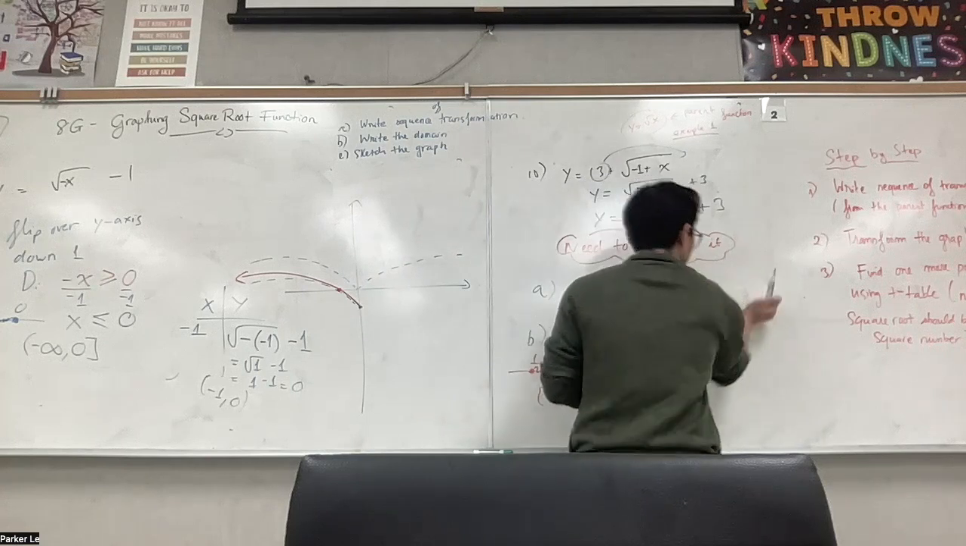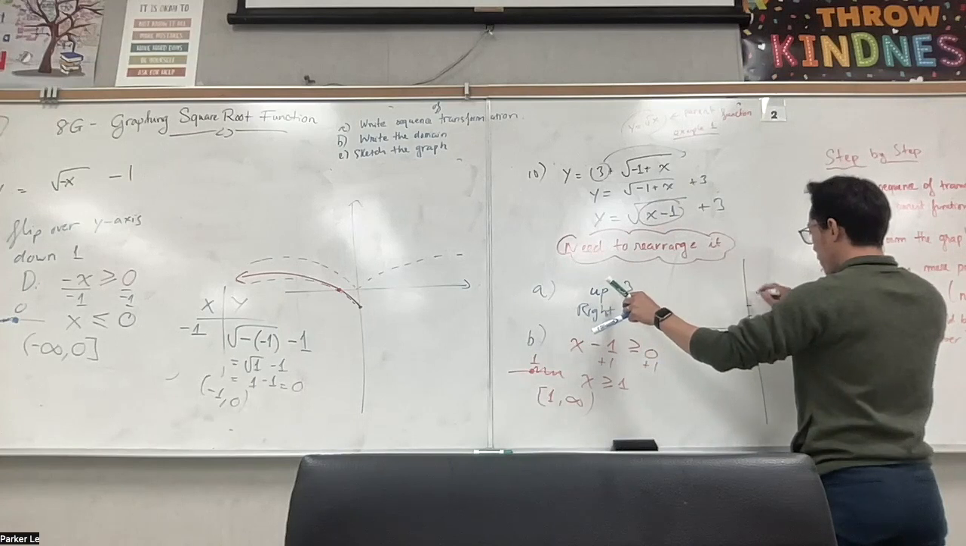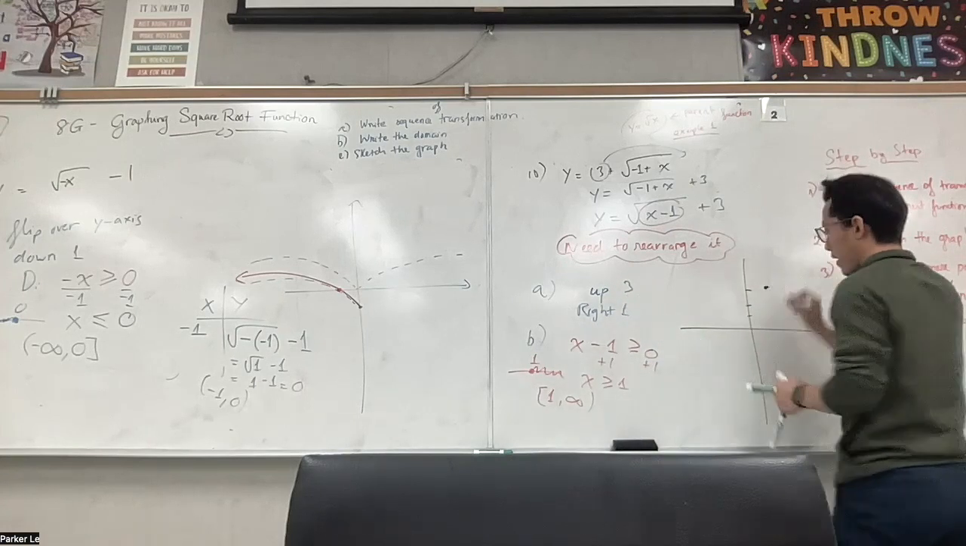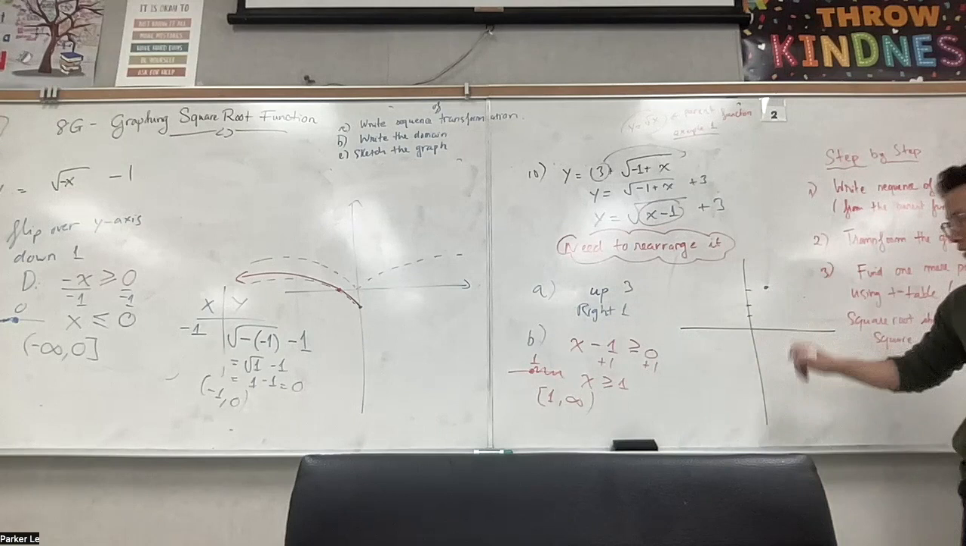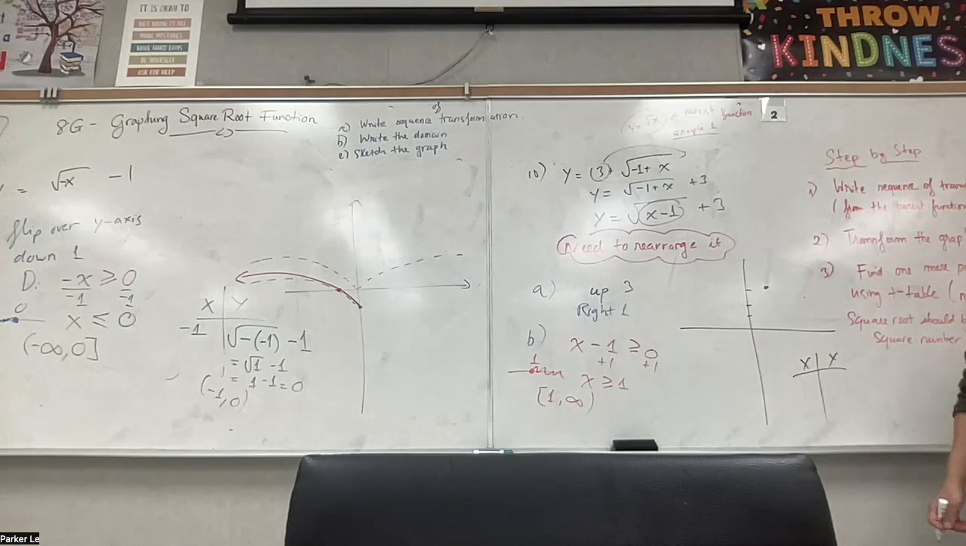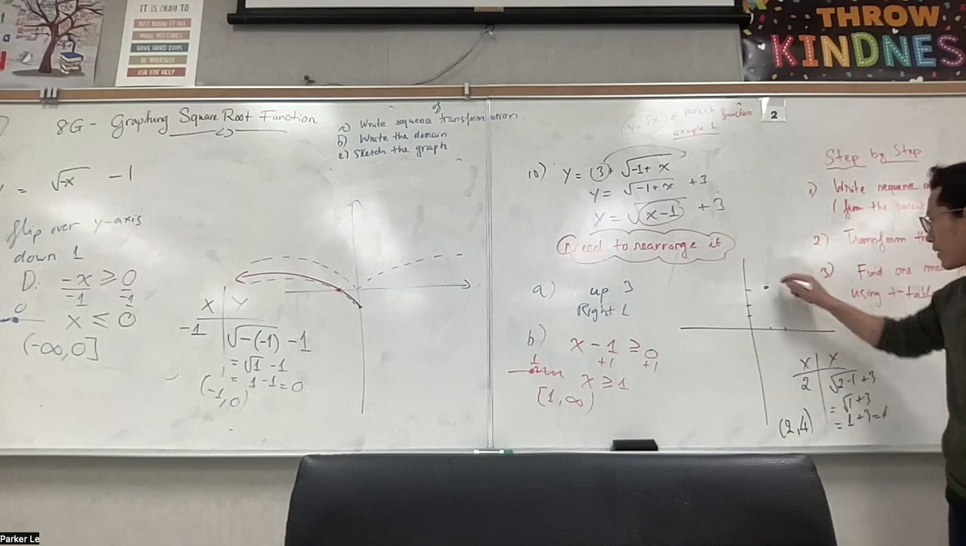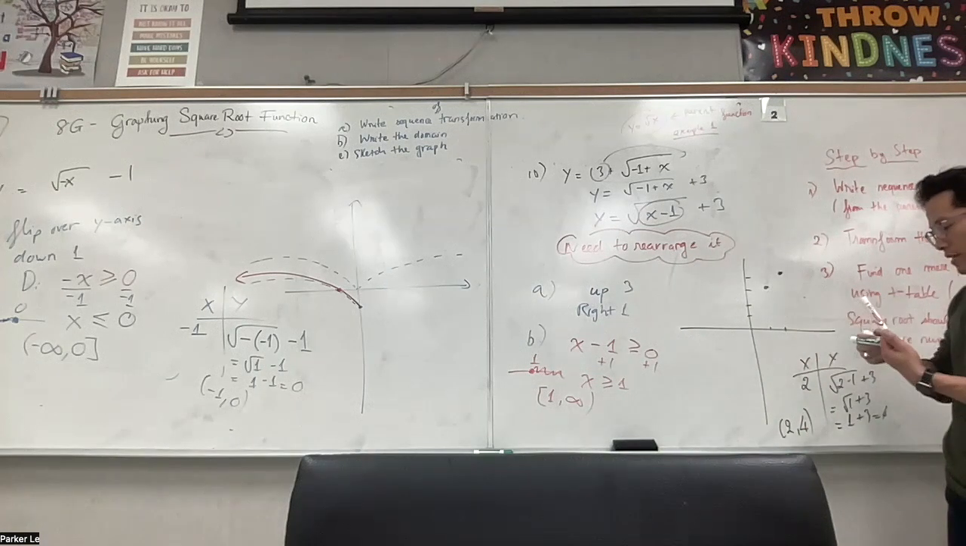Okay, we can wrap right here too. I'm gonna go up by 3. So 1, 2, 3, go right by 1. So right here. I know this is the root right here. I'm gonna use one more point. What point is good? 2, very good, because you broke it in 2. You have 2 minus 1 is 1. Square root of 1 is 1. And then 1 plus 3 is 4. So the point is (2, 4). 2 and then 4, right here. So that is the graph.